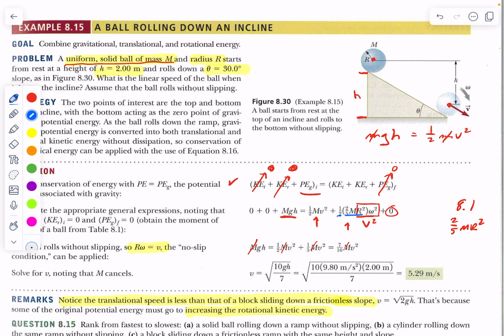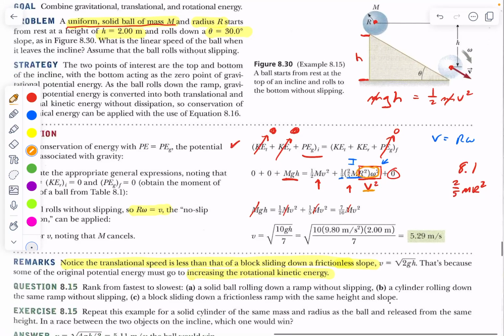So here's my 1/2, here's my rotational inertia I, and then here is my omega squared right there. And again, remember that identity R omega equals V. And so my R squared omega squared right here becomes V squared. So now when I plug my numbers in, one thing I want to do is cancel out the masses, which I've done right here. And now I plug all my values in after I solve for V.